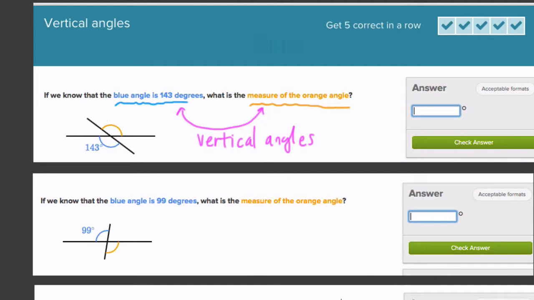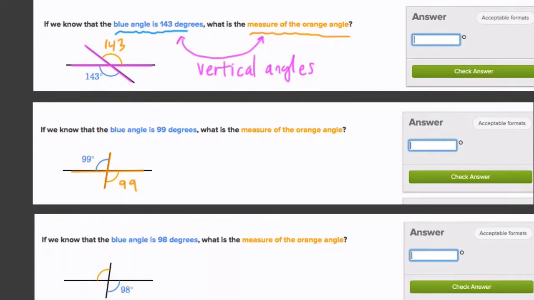So in this diagram right here, vertical angles are formed by two crossing lines. So these two lines cross and they form this blue angle and orange angle. They're vertical angles and they're equal, right? So the answer here would be 143. Here, again we have two crossing lines and what we have is an angle of 99 degrees and then its vertical angle here would be the same.